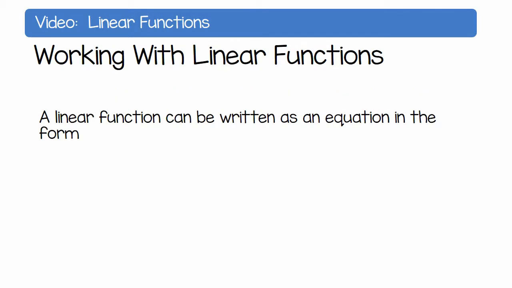A linear function can be written as an equation in the form y equals mx plus b. The value of m represents the slope or the steepness of the line. The value of b represents the y-intercept or the point where the graph crosses the y-axis.